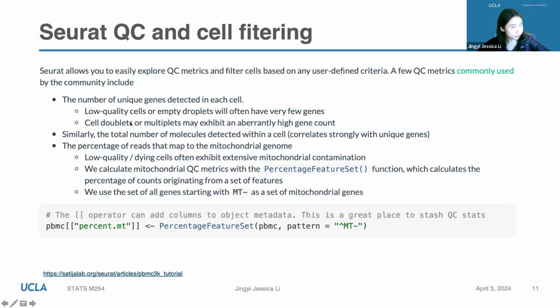So in Seurat, it's very simple. As you can see, it will filter out the cells with a low gene count and high gene count. It will filter out the two ends.